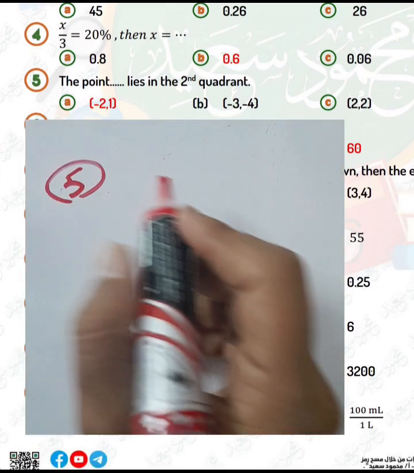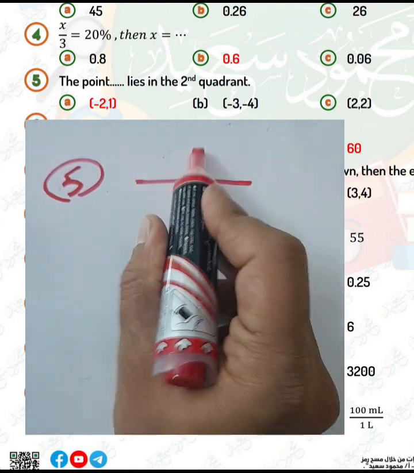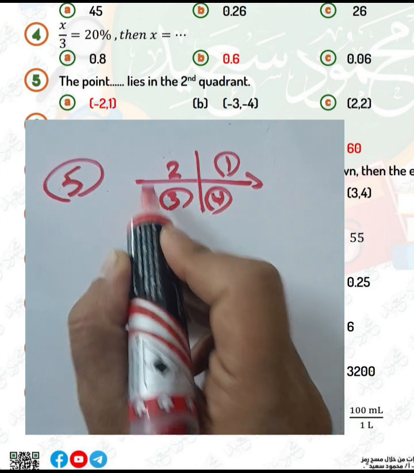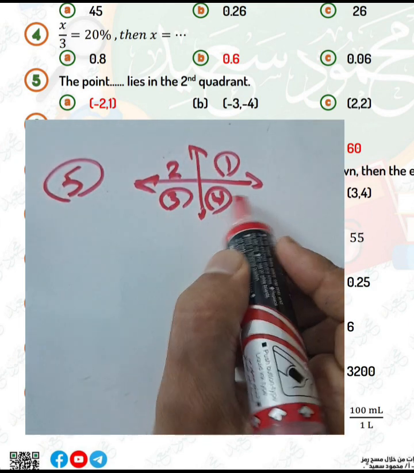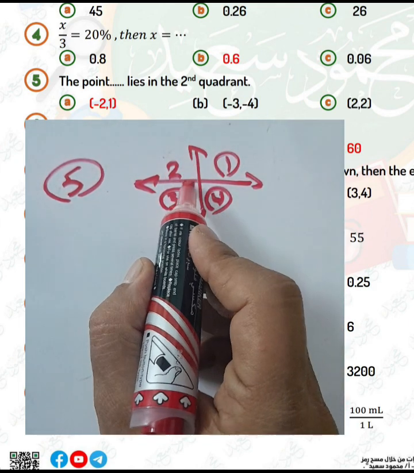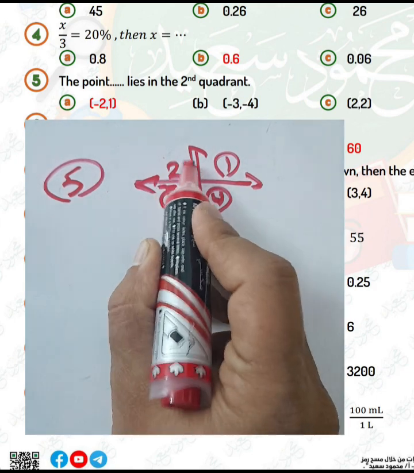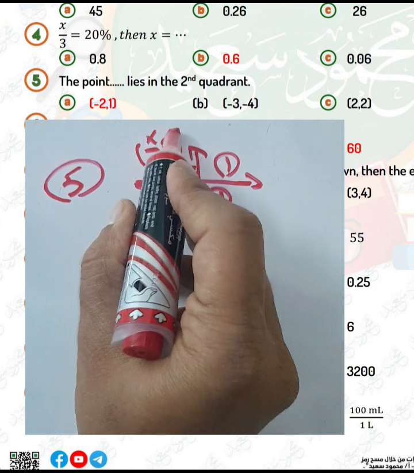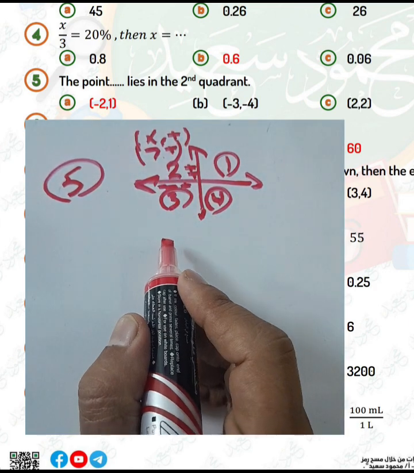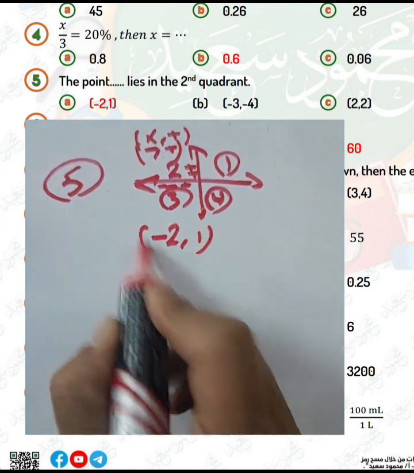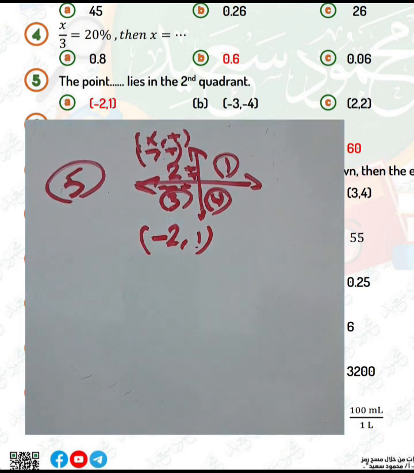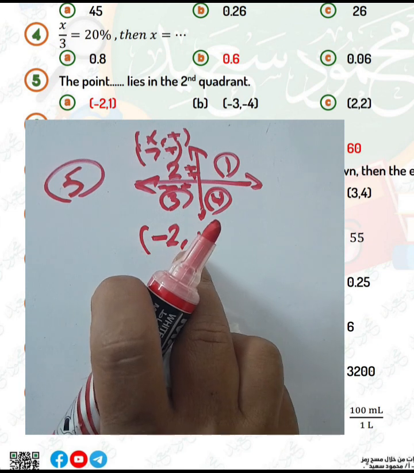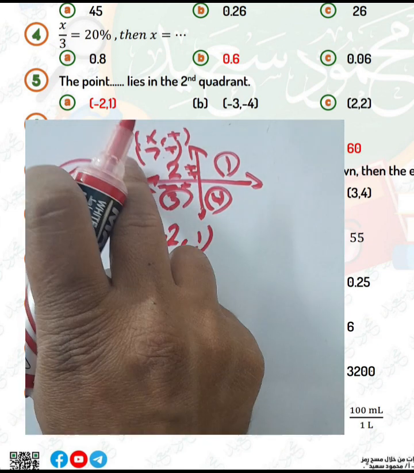Question number 5: the point lies in the first, second, third, or fourth quadrant. We want the point that lies in the second quadrant. The signs here will be negative and positive: x negative and y positive. So we must choose negative 2 and 1. Negative and positive lies in the second quadrant.